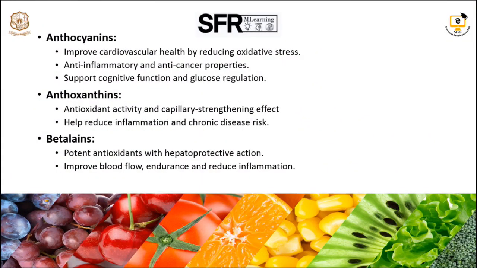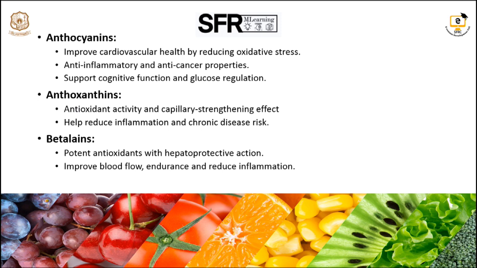So next one is anthocyanins. These improve cardiovascular health by reducing oxidative stress. It has anti-inflammatory properties, and also anti-cancer activities. So it supports cognitive function and glucose regulation. So these anthocyanin pigments are responsible for glucose regulation also. Thereby it supports pancreatic health and cognitive function, and all those are because of the anthocyanins. For remembering, I am telling you, anthocyanins are the purple-red colored vegetables and fruits.